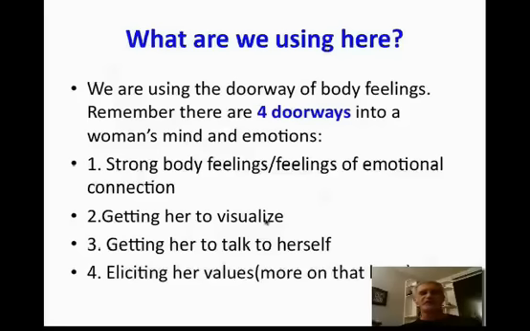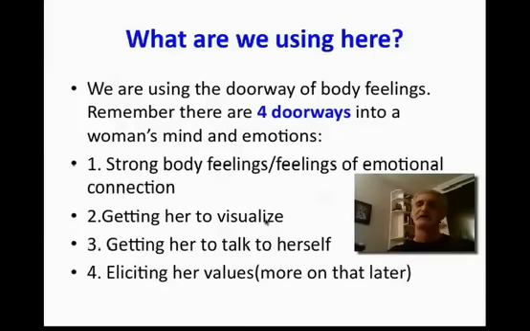So what are we using here? We're using the doorway of body feelings. There are four doorways into a woman's mind and emotions. So let's make a little sidetrack here. First, there's strong body feelings, feelings of emotional connection. So body feelings could be a rush of warmth in her chest, a tingling in her vagina. Feelings of emotional connection are similar, but they're more like, well, I just feel so connected. If you ask a woman who's really in love, what did it feel like when you first met your boyfriend? She'll say, I just felt this click. And they'll tend to point towards their heart center.